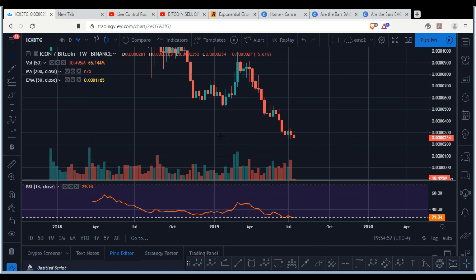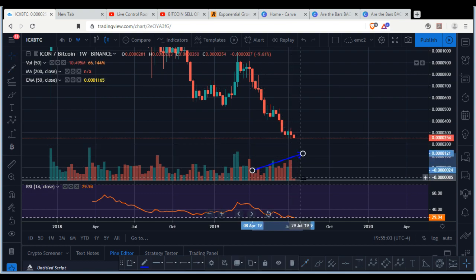The volume is looking good. The weekly volume is increasing. You can see the weekly volume increasing while price is decreasing. That's a good sign, right? And that's the biggest volume we got on the weekly since April. So we could be getting close to a reversal.